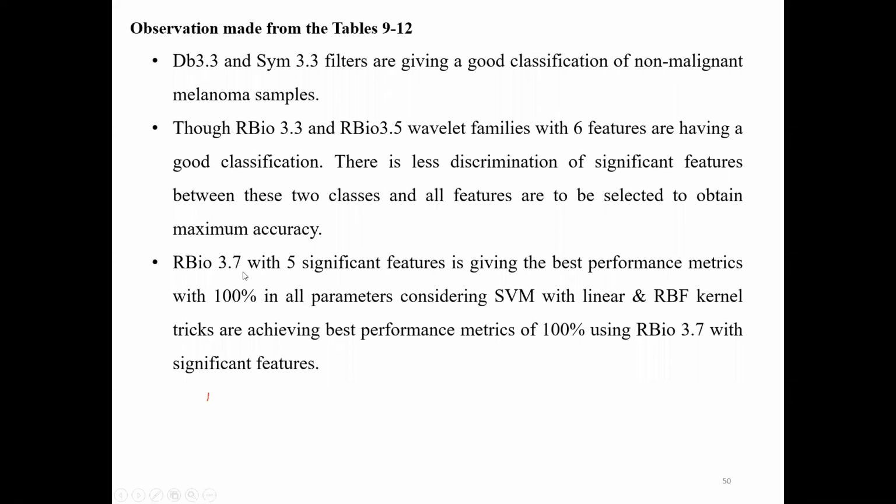And RBIO 3.7 with 5 significant features is giving the best performance metrics with 100% in all parameters, considering SVM with linear and RBF kernel tricks achieving best performance metrics of 100% using RBIO 3.7 with significant features. So this is the observation that you can make in the case of melanoma disease.